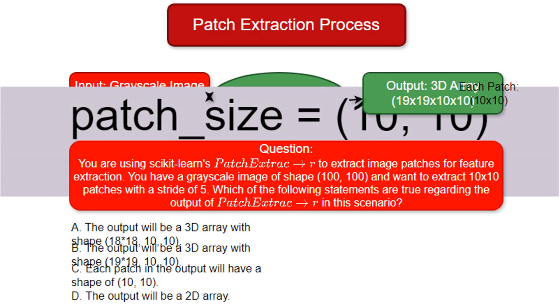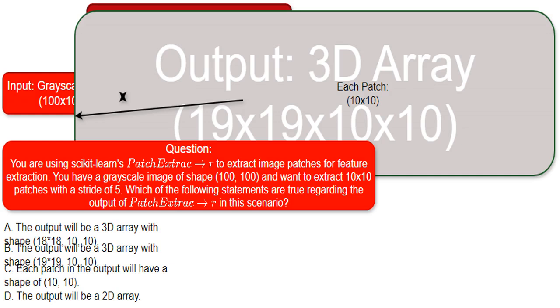The patch_stride is set to 5 pixels. This means that the tool will move the cutter 5 pixels to the right or down before cutting out the next patch. The output is a 3D array. Think of this as a stack of square images.